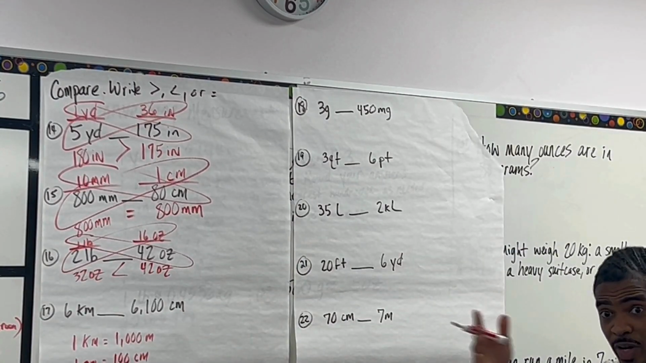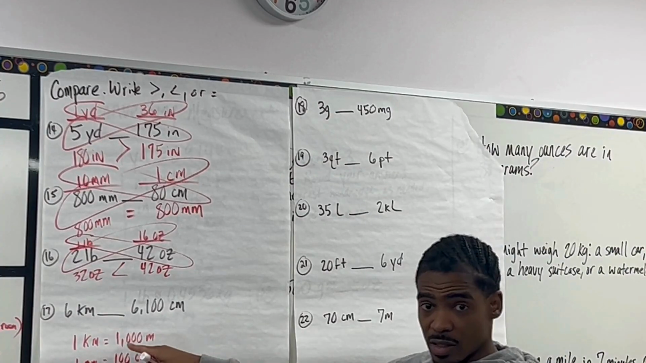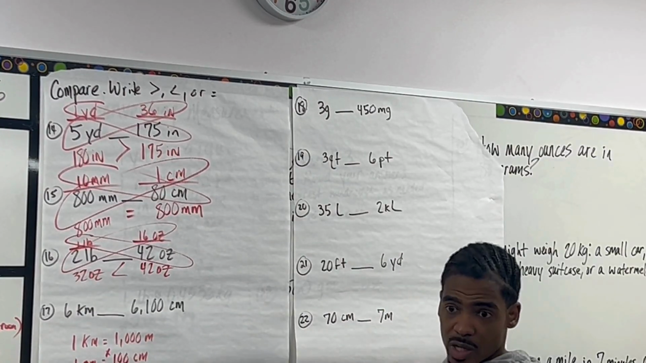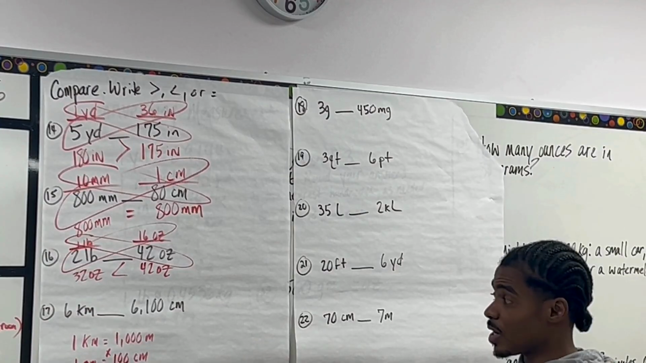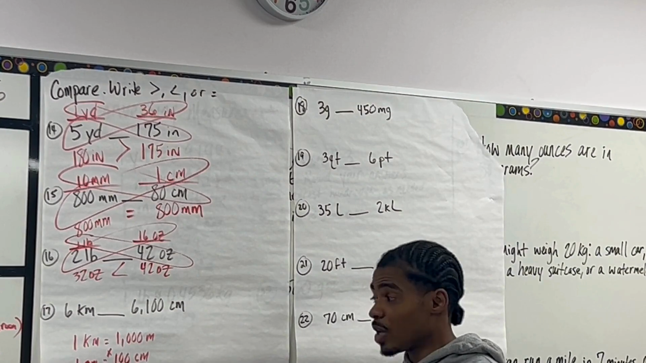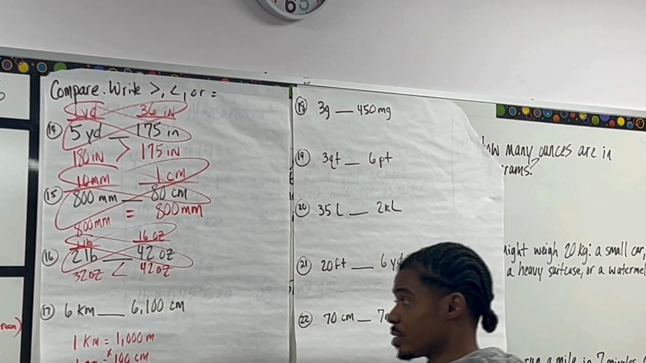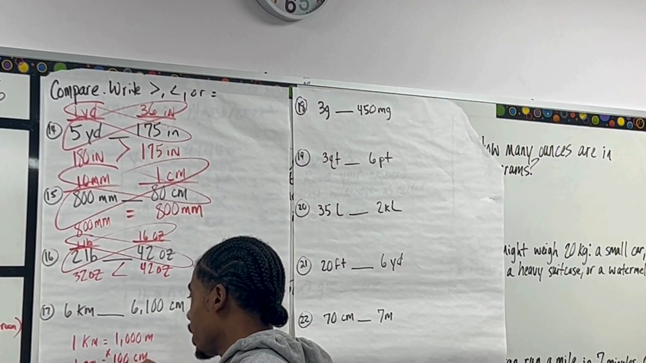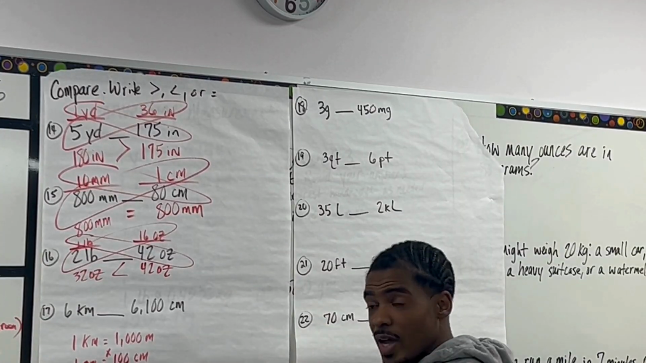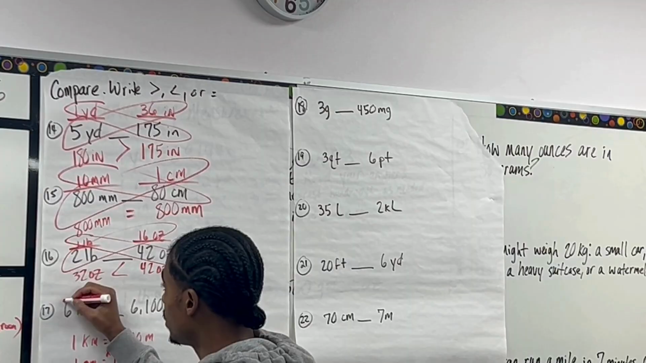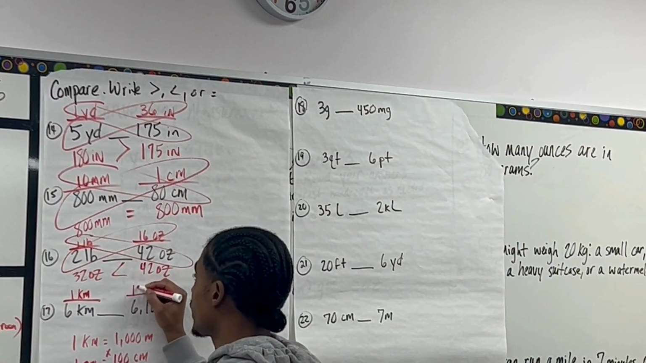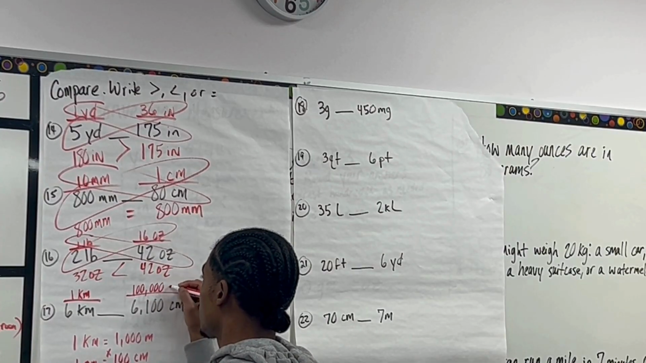So in order to go from kilometers to centimeters, we got to multiply these. That's like us saying 100 times 1,000, which is 100,000. Remember I was saying that earlier? That's how I got 100,000, because I converted kilometers to meters, then we went from meters to centimeters. So that's really 100,000 centimeters. So our conversion would be 1 kilometer equals 100,000 centimeters.